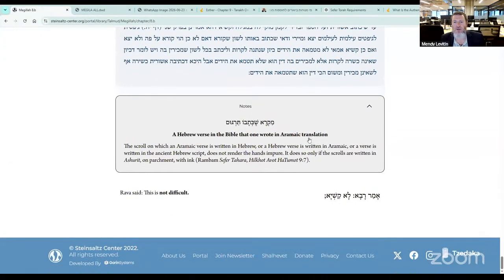Mikra shekasuv Targum: the scroll in which Aramaic verses are written in Hebrew, or a Hebrew verse is written in Aramaic, or a verse is written in ancient Hebrew script, which is Ivris, does not render the hands impure. It means it's not a real Sefer Torah. It does so only if the scrolls are written in Ashuris on parchment and ink. And the Rambam quotes this opinion, this brisa.